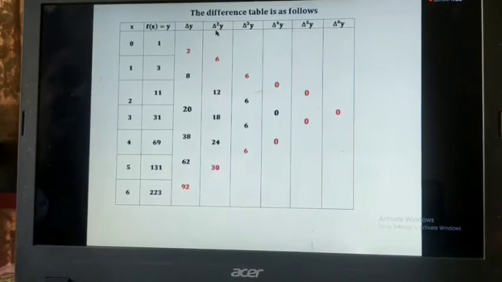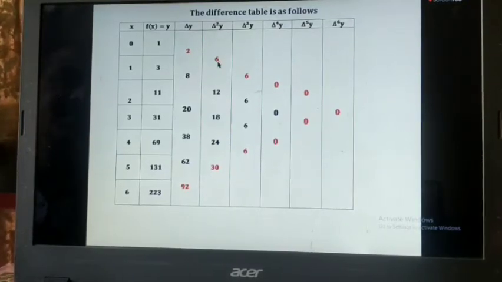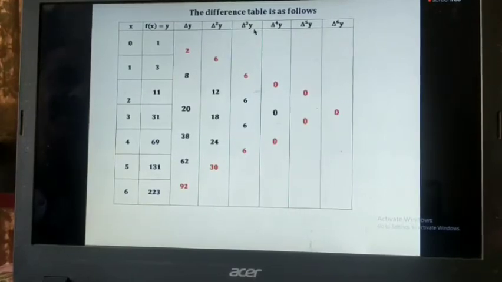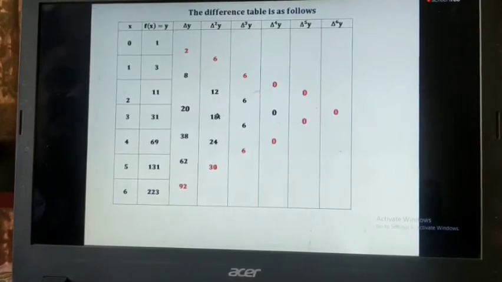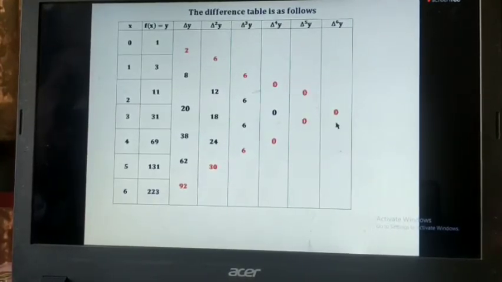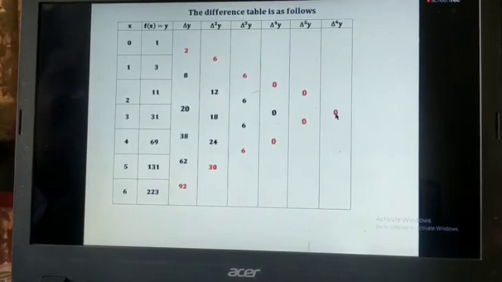Next the delta square y: 8 minus 2 is 6, 20 minus 8 is 12, 38 minus 20 is 18, 62 minus 38 is 24, 92 minus 62 is 30. Next the delta cube y: 12 minus 6 is 6, 18 minus 12 is 6, 24 minus 18 is 6, 30 minus 24 is 6. Next delta raised to 4 y is no doubt 6 minus 6 is 0, 6 minus 6 is 0, 6 minus 6 is 0. Delta raised to 5 is also 0 minus 0, 0, and delta raised to 6 y is 0.